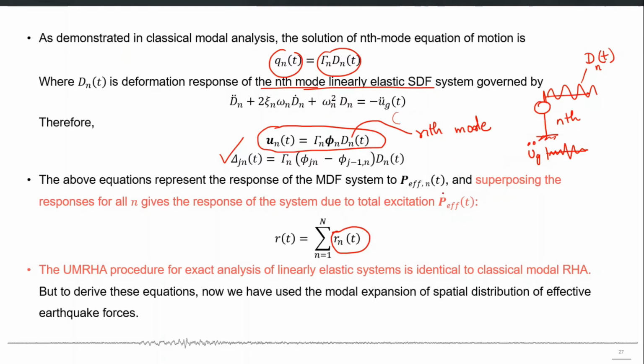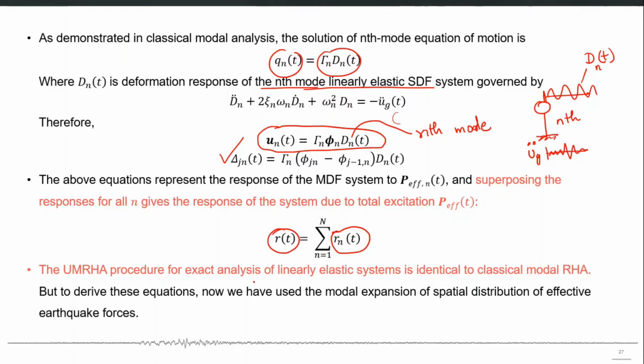So Rn is any response. It can be moment, shear, displacement, rotation, anything. If you repeat that exercise for enough mode shapes, then you can combine or simply sum all the displacement or any other responses Rn(t). You can simply stitch them or superpose them and get the combined response R(t).